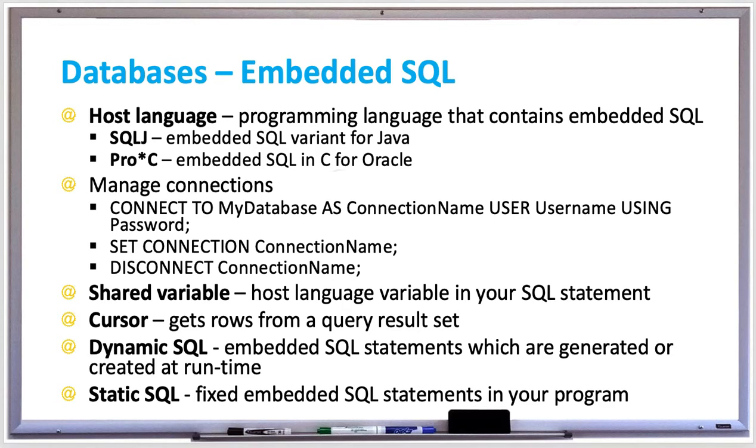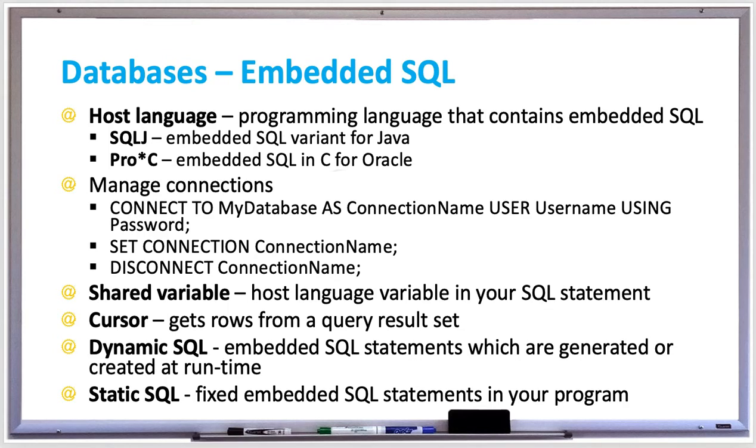You need a database connection prior to running embedded SQL queries in your program. A database connection verifies your credentials such as your username and password and authenticates you, and after establishing the connection, you can start using the database. There are 3 embedded SQL statements for maintaining your database connection. There's CONNECT TO my_database AS connection_name USER, where you specify the username, USING password, where you specify the password. That connects to the database called my_database and creates a connection called connection_name.